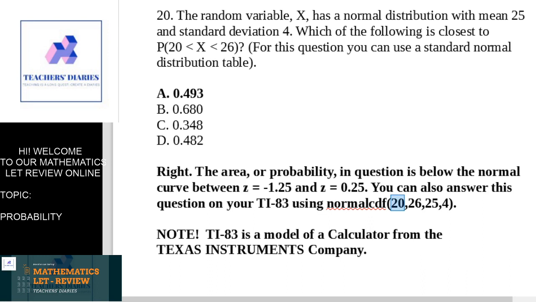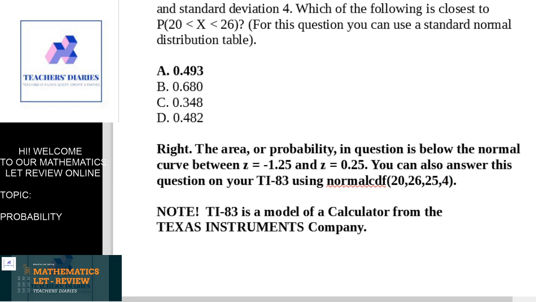So this is the lower, and the upper is 26, and the 25 is the mean of the normal distribution here, and the 4 is the standard deviation. Note that the TI-83 is a model of a calculator from the Texas Instruments Company. We can use any calculator as long as there is a normalcdf like this one, if they are ready or programmed for this problem.